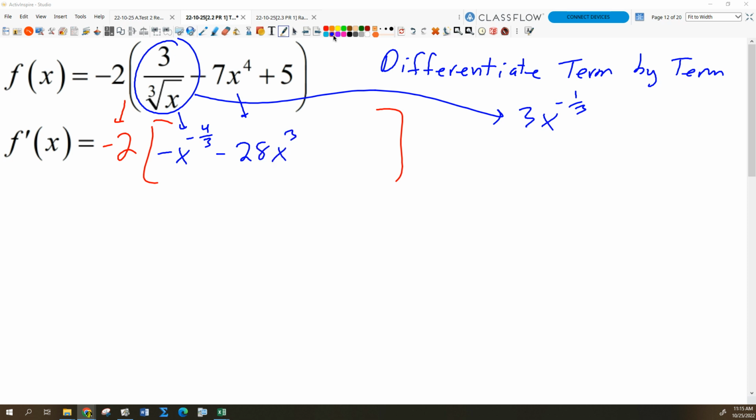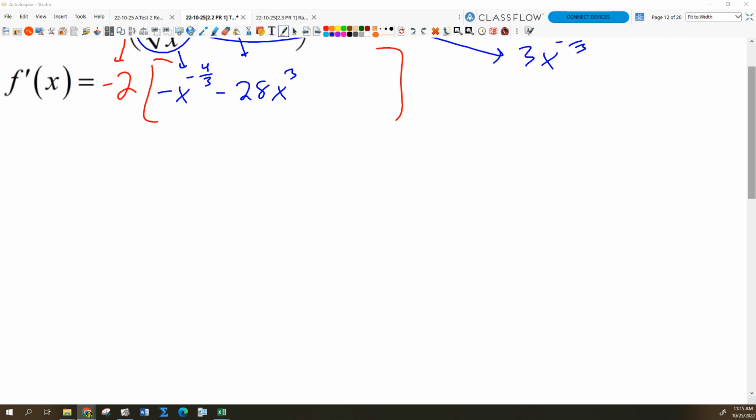And then the last one, derivative of 5, everybody? 0. Okay. So this is our answer. Then all I'd have to do is just redistribute that -2, right? And maybe let's just say they want this written in radical form. So then what would this become? If I distribute this, negative times negative is positive. I'm going to get a 2 on the top. And on the bottom, how would I write x to the 4/3 as a radical?